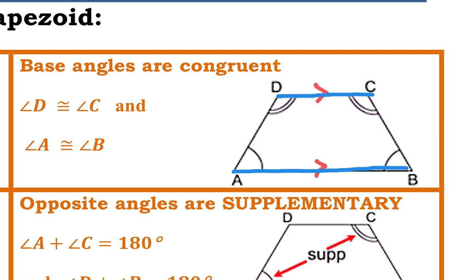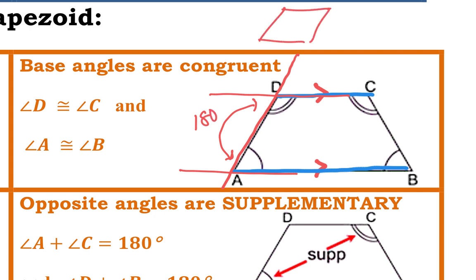Coming back to this one, if I was to draw a line here and focus on these two lines, what do you think is true about these two angles? They'd have to add up to 180. These are consecutive interior angles. But unlike the parallelogram, right? Because the parallelogram, we had this, and we said those two equal 180, these two equal 180. We said these two and these two.